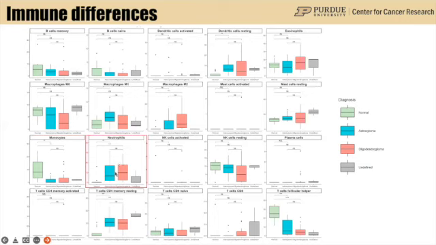And then we do see the elevated neutrophils still, low numbers of NK cells, and non-significant differences. And then again, we see the T cell differences that we saw in the earlier slide here, but nothing is significant between astrocytoma and oligodendroglioma.